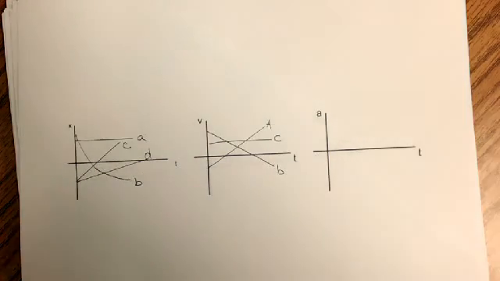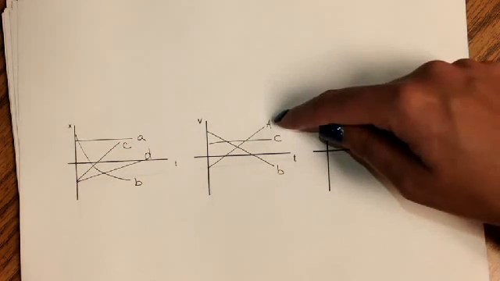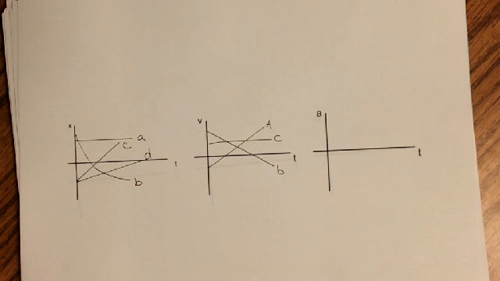Okay, I might say, which one of those have a positive acceleration? Which one of those have a negative acceleration? Okay, so positive, positive slope. Negative, negative slope.